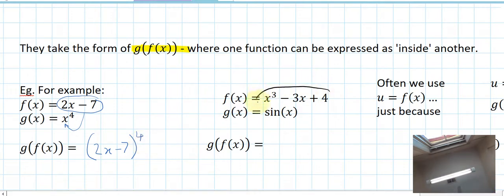Now, here, same again. This function goes inside the g function. You can see the g's x gets replaced with f of x, so the entire thing goes in. So this just becomes sine of x cubed take 3x plus 4.